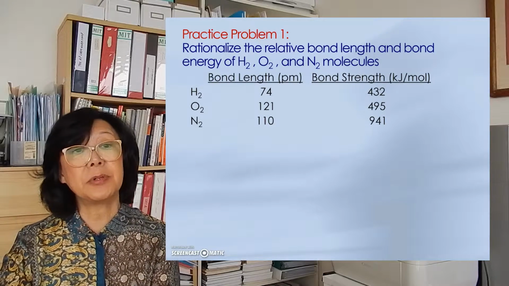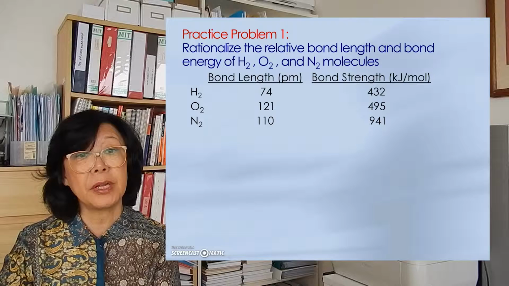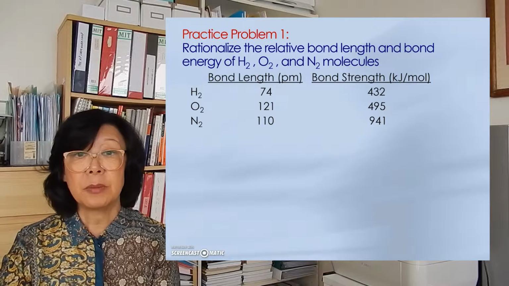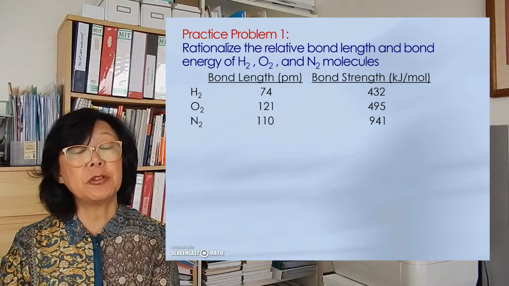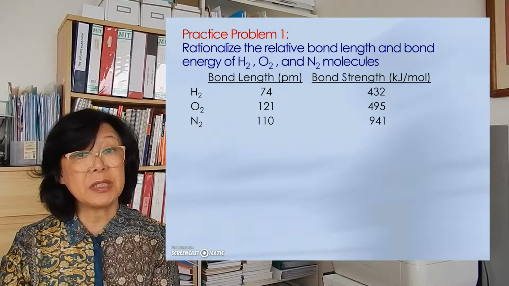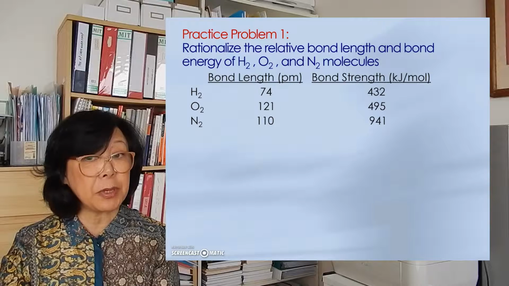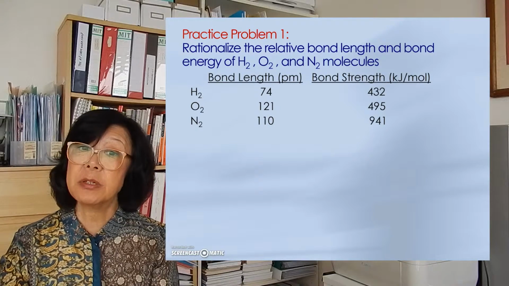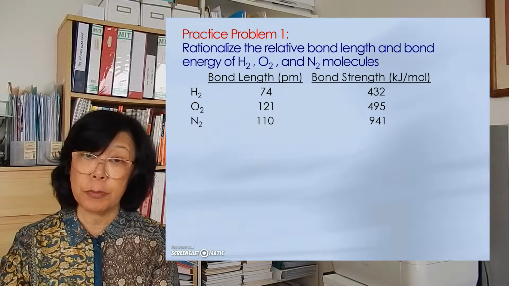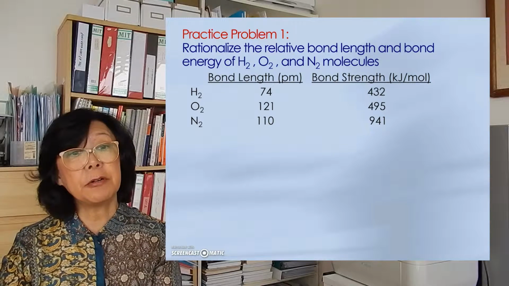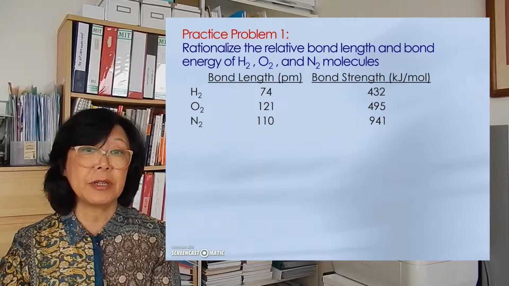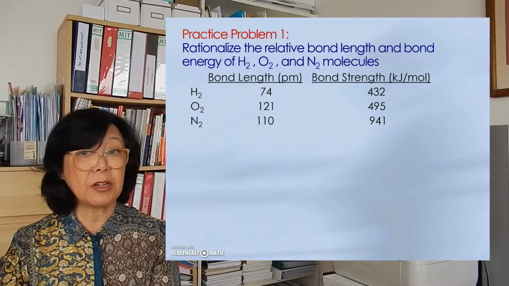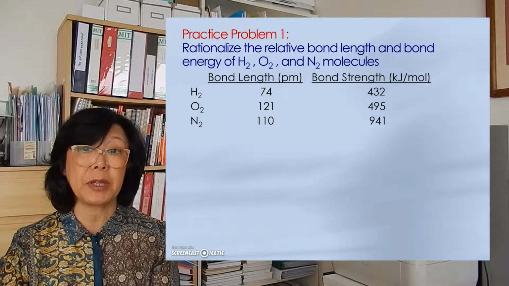So you look at the numbers here. Looking at hydrogen, bond length is 74 picometer, bond energy 432 kilojoule per mole. Now when we move into oxygen, the bond length is longer, 121 picometer, bond energy also a little bit higher, 495 kilojoule per mole. Then when we go into nitrogen, this time bond length is a little bit shorter at 110 picometer, but the bond energy is very strong at 941 kilojoule per mole.